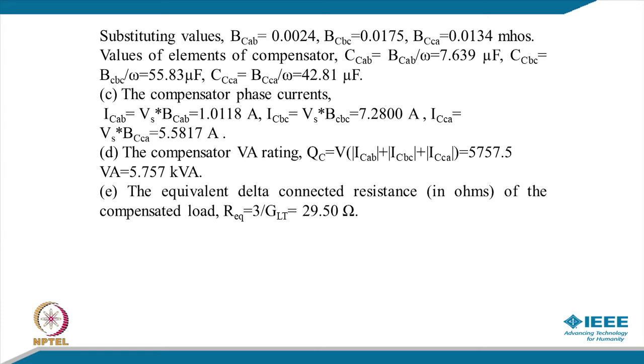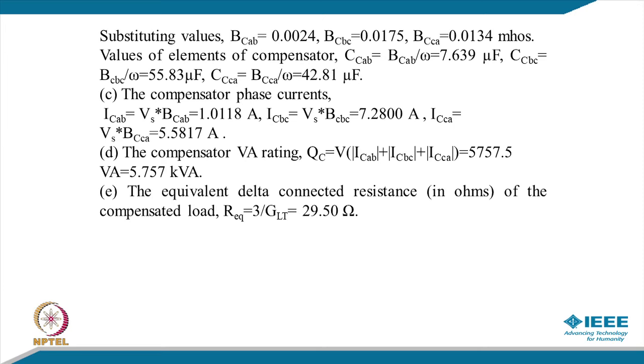If we calculate the value of the first element, it is a capacitor, so it is BCAB by omega, which comes to 7.639 microfarad, and across BC it is also a capacitance, so BCBC by omega, which is 55.83 microfarad, and for CCA it is another capacitor, BCCA by omega, which typically comes from the previous value to 42.81 microfarad. So, that is the compensator value for all three.